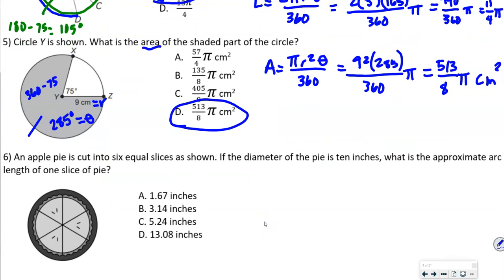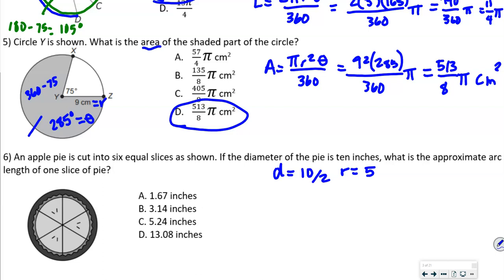Number 6 says an apple pie is cut into 6 equal slices as shown. If the diameter of the pie is 10 inches, what is the approximate arc length of one slice of pie? So we don't use diameter. So if the diameter is equal to 10, we know that the radius is half of that, right? So we're going to divide that by 2, so our radius is 5.